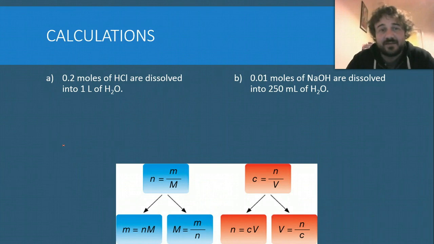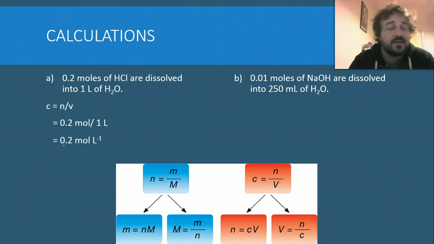Let's do a couple of calculations. All right, so if we've got 0.2 moles of hydrogen chloride or hydrochloric acid, and it's dissolved into 1 litre of water, how do you do it? Well, there's your formula. So it's 0.2 moles divided by 1 litre, which gives us 0.2 moles per litre. Straightforward.